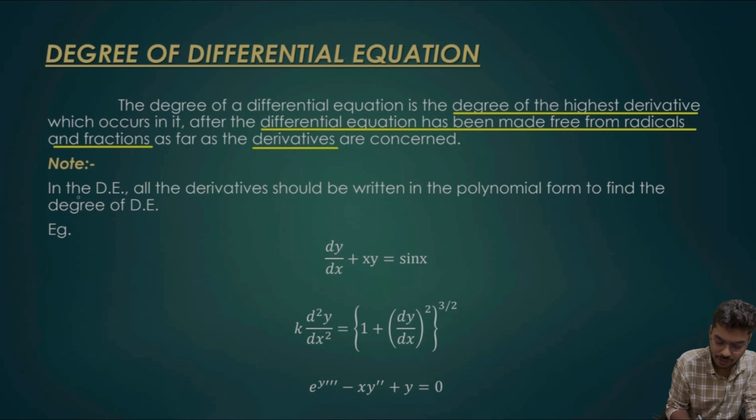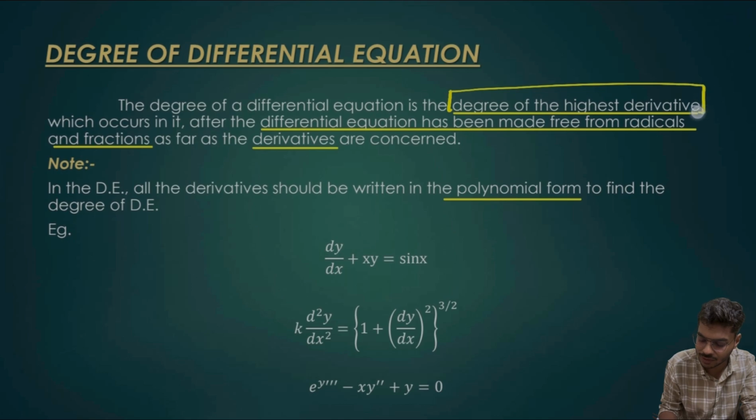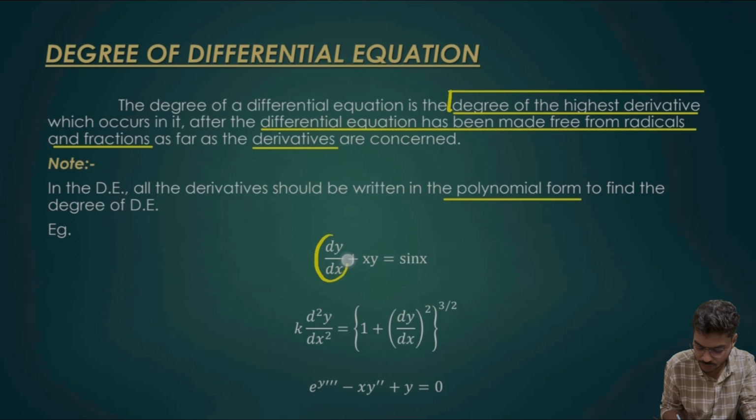Note this point: in a differential equation, all the derivatives must be written in polynomial format. There should not be any power like -1, 3 by 2, something like that. Then we will find the degree of the differential equation. What is the degree? The degree of the highest derivative. If you notice the first question, what derivative is present? Only one derivative. What is its power? I can say dy by dx has power 1, right? So this is first order, first degree differential equation.